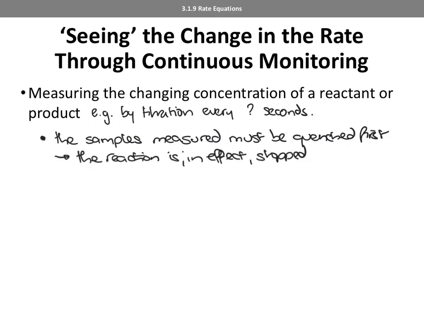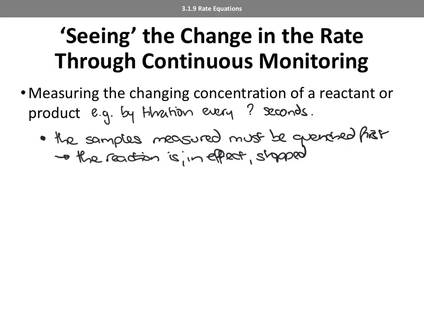Quenched is a key word, and what we mean by quenched is that the reaction is in effect stopped. So if you're going to measure the change in concentration of a reactant or product by a method such as titration, then you need to quench the reaction in your sample the moment that you take your sample. Now, if there's an acid catalyst in the reaction mixture and that's not what you're measuring, you can neutralize that acid, so basically remove the catalyst. In effect, it doesn't stop the reaction, but it slows it down massively.